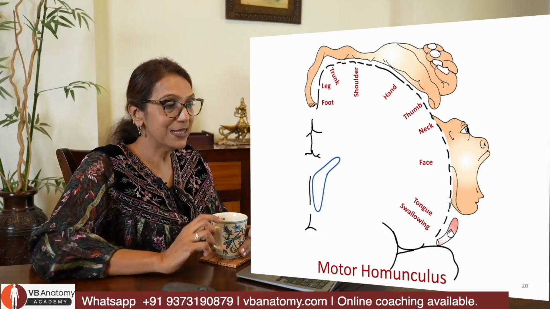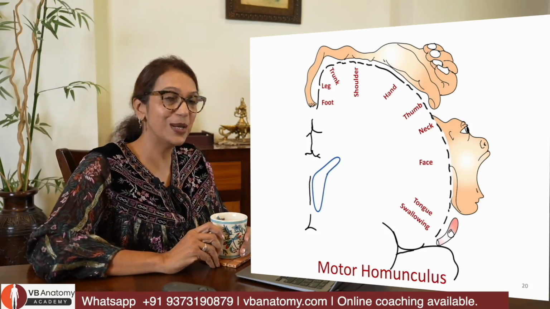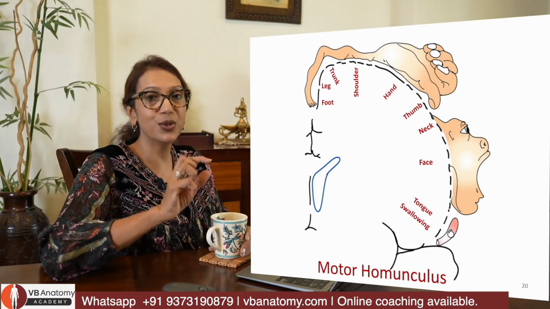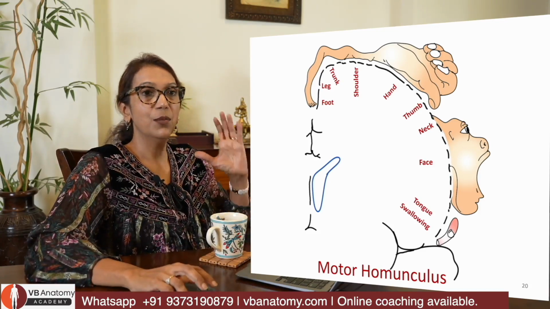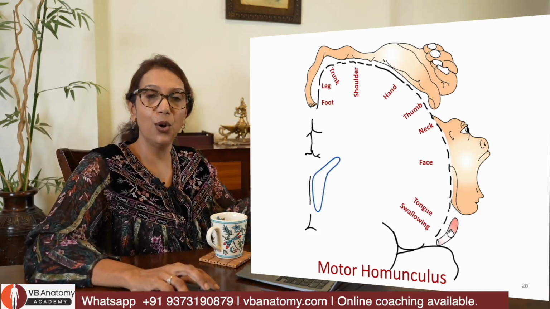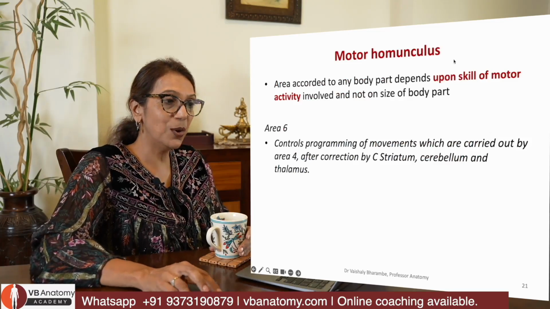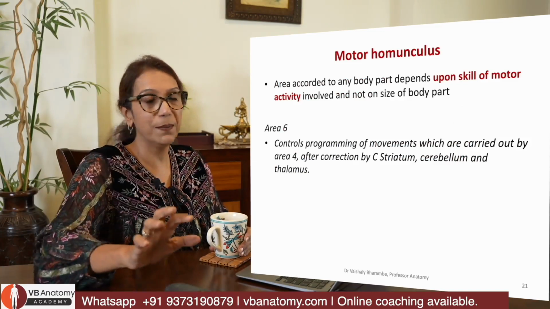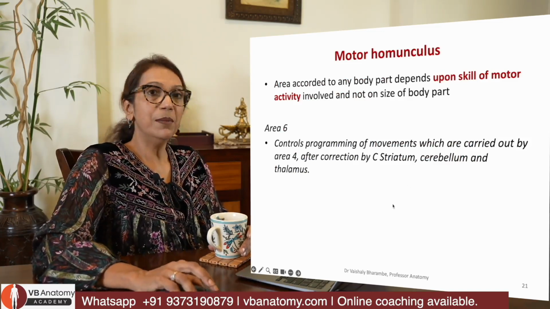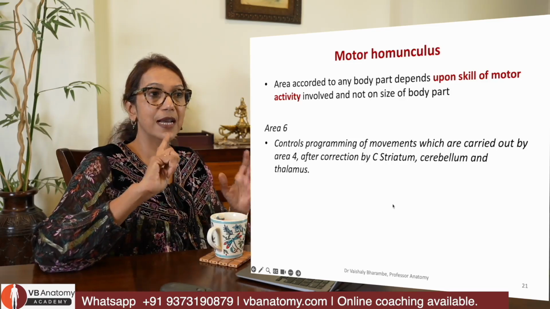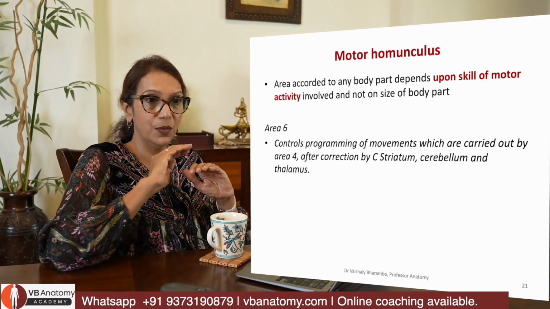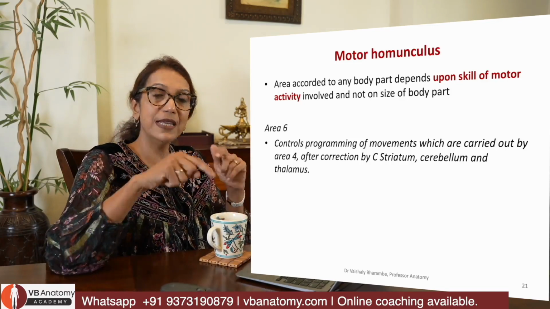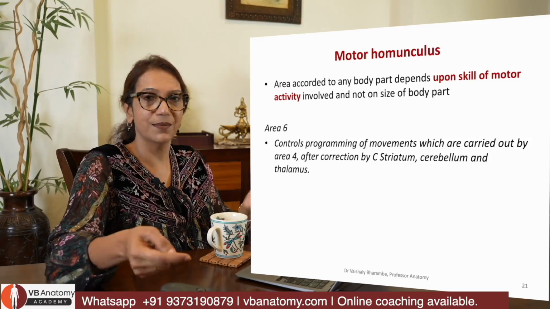Got it? So this is called as motor homunculus. What is it called? Motor homunculus. Please say it once. Motor homunculus. This is body representation in the cortex, dependent upon the skill of motor activity involved, not upon the size of the body part. So remember, area 6 is the part that will decide the series of muscle contractions required for an action, whereas area 4 will carry out that action. Some basic.